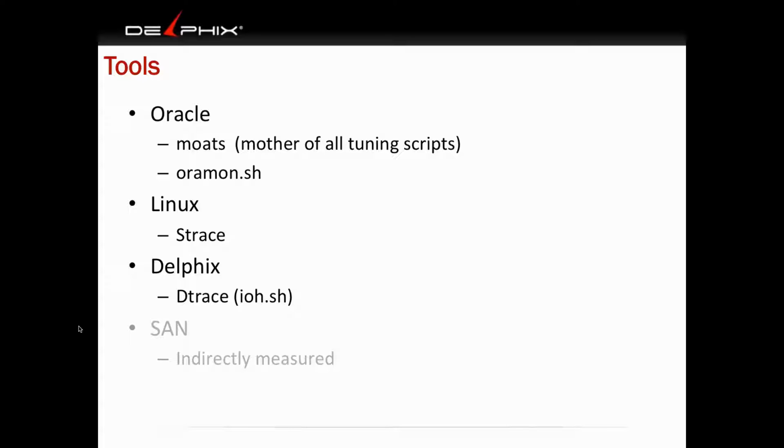On Linux, I use something like strace. If I'm on Solaris, I use dtrace. Dnfs has dtrace in it, and we act like a NAS filer for the databases. So on Dnfs, I can use dtrace, and I wrote a script. If you're on Solaris, you can use this too, io.sh, and it gives lots of detailed information about I/O.